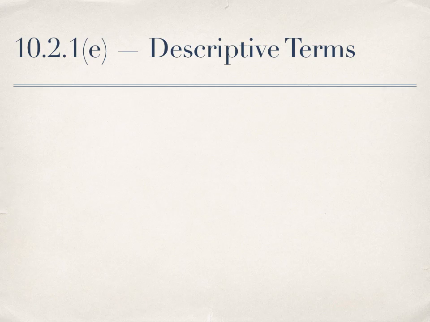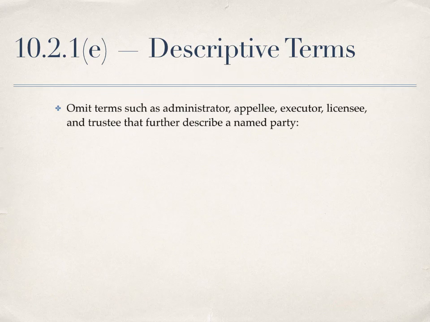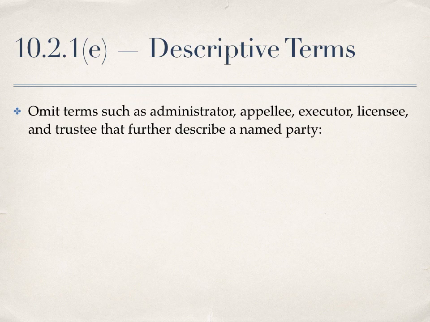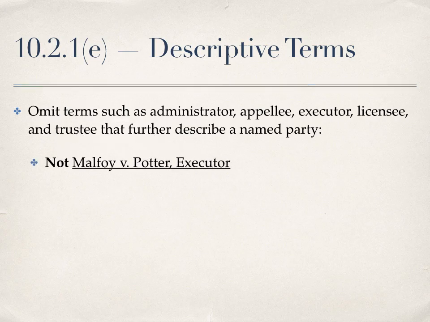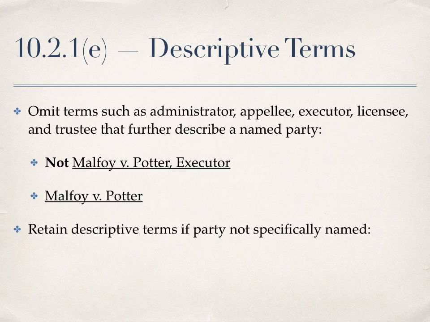Rule 10.2.1e covers descriptive terms. Omit descriptive terms that describe a named party. These are terms like appellee, trustee, or executor, which further describe the party. In this first example, you can cut executor because the party's actual name is used. So the correct answer is Malfoy v. Potter. But you should retain such descriptive terms where the party is not specifically named.